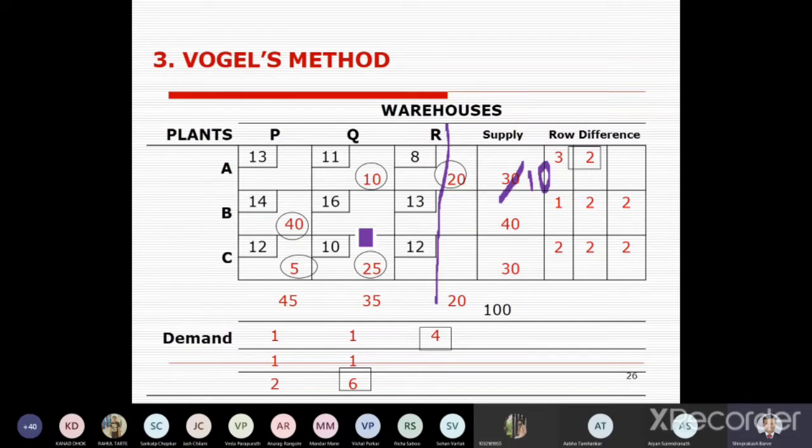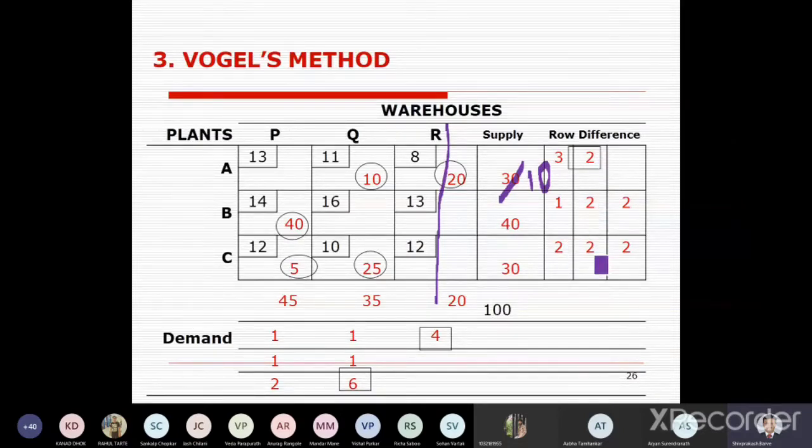So in iteration number 2, in the available matrix, repeat the same procedure and find the difference between the two figures, that is the lowest figure and the second lowest figure. So here 11, 13, the difference is 2. 14, 16, difference is 2. Then 10, 12, difference is 2. Again here 12, 13, difference is 1. 10, 11, difference is 1. So find out which is the biggest one.